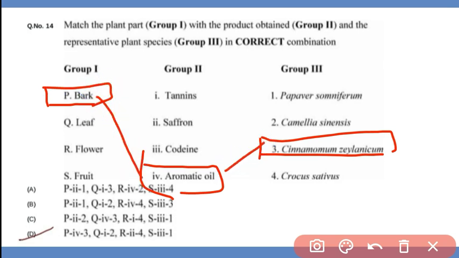Then a leaf. Camellia sinensis is the common name for the tea plant. Its leaves are used as tea powder. So the product is tannins and the plant is Camellia sinensis. Then the flowers of Crocus sativus.